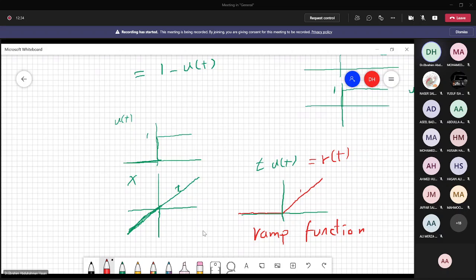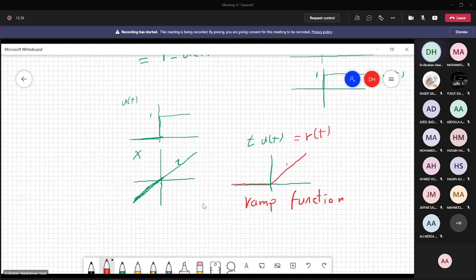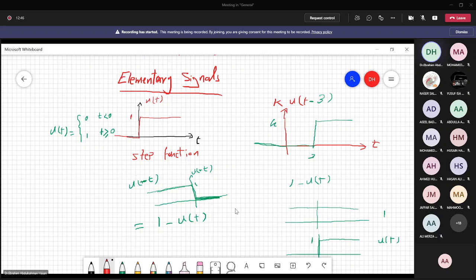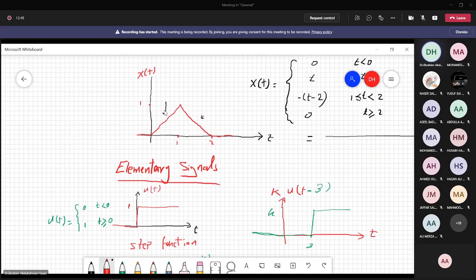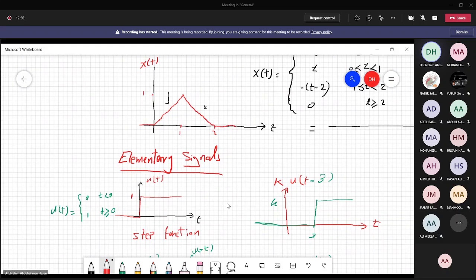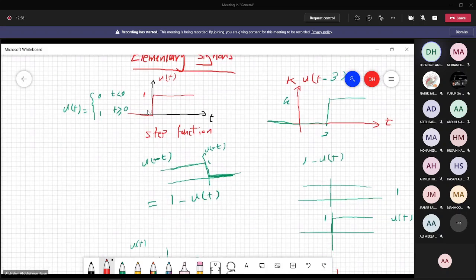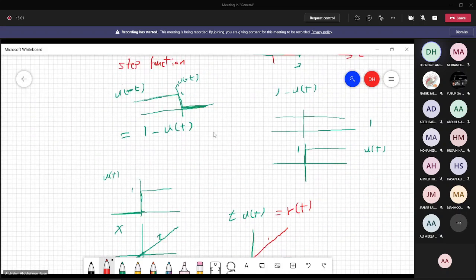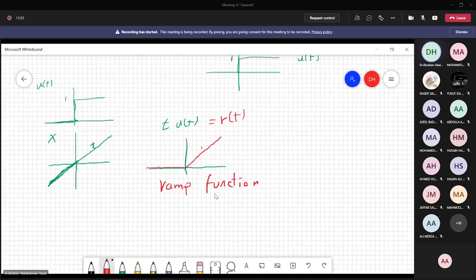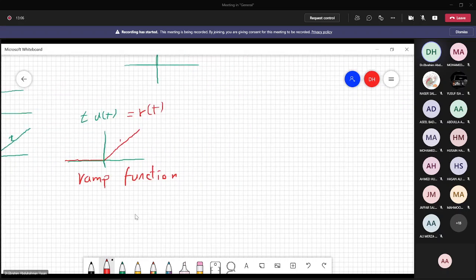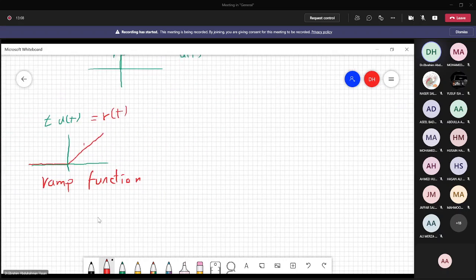Clear. These are things you need to know, so that I can build on this one. Then decompose whatever we have, for example this one, into elementary functions. The elementary functions, as we said, are: first, u of t; second, the ramp function. Again, with the ramp function, so this is ramp.